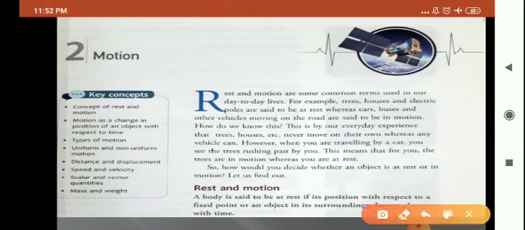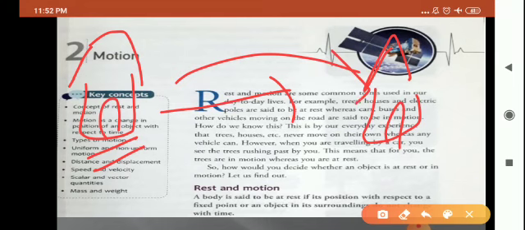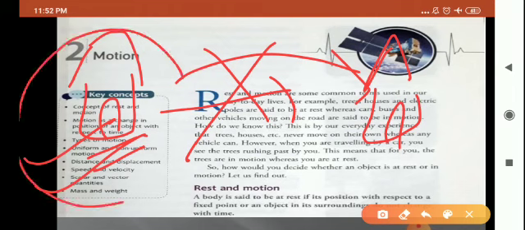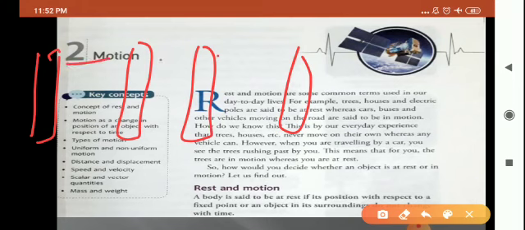Children, suppose your house is at this place. Is your house going to change its position after some time? Or after some time will it move to this place? No. Your house will remain at a fixed place. It is not changing its position with respect to time. So, your house is at rest. Similarly, if I say that electric poles are there, are these electric poles changing their position? No, they are not changing their position.